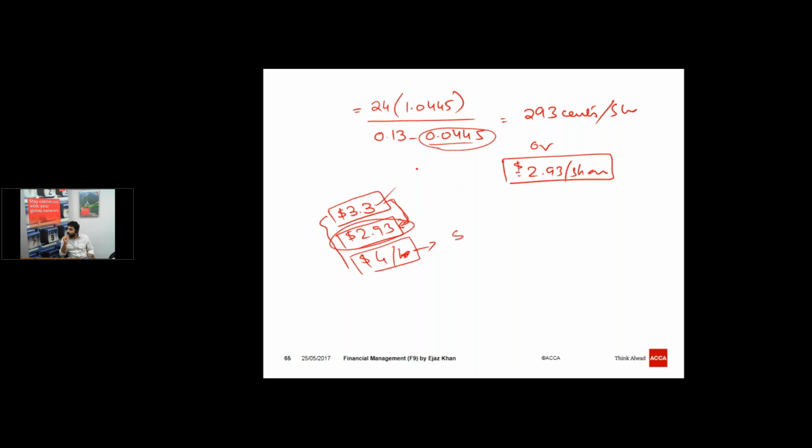I did not understand... we have market price, which is 3.3, which we... Sikandar, can you just explain your question? I am not able to get it.